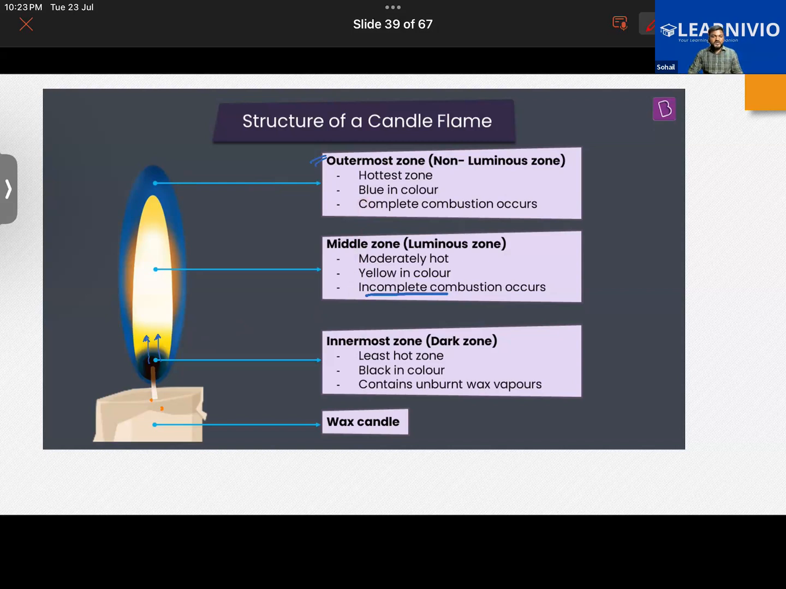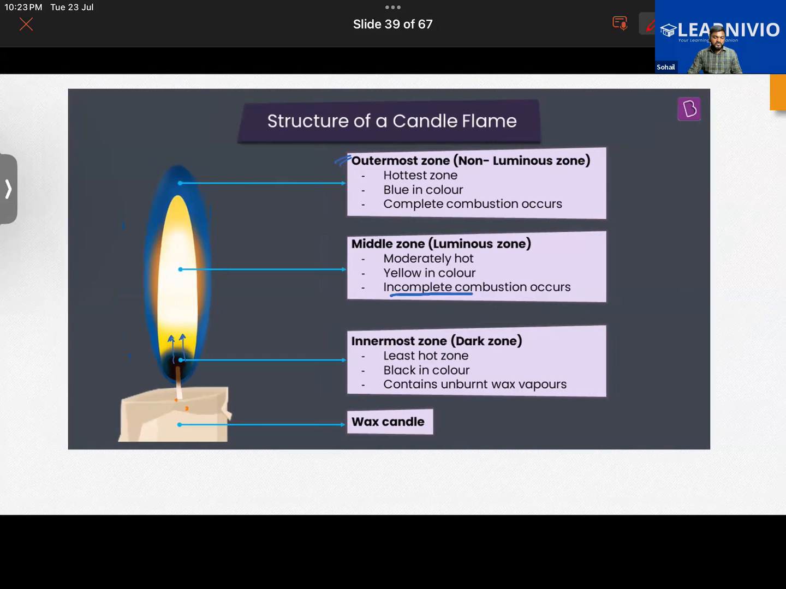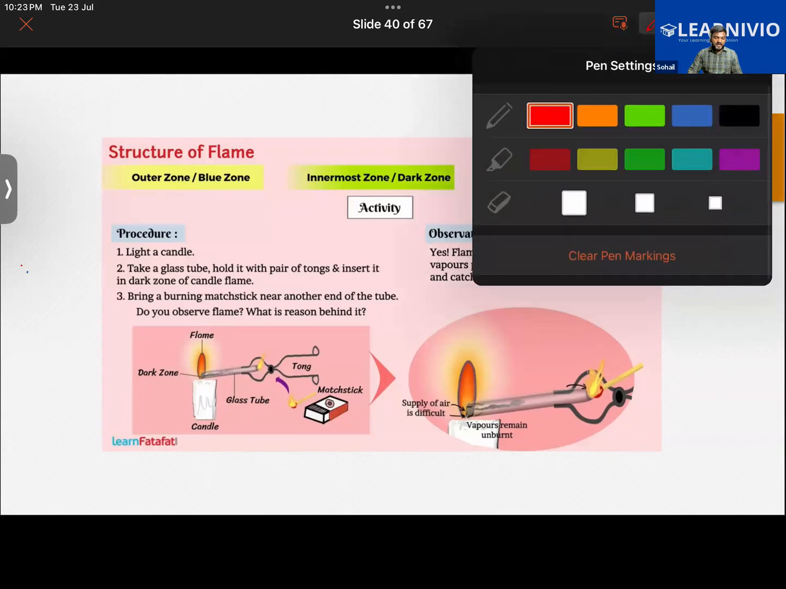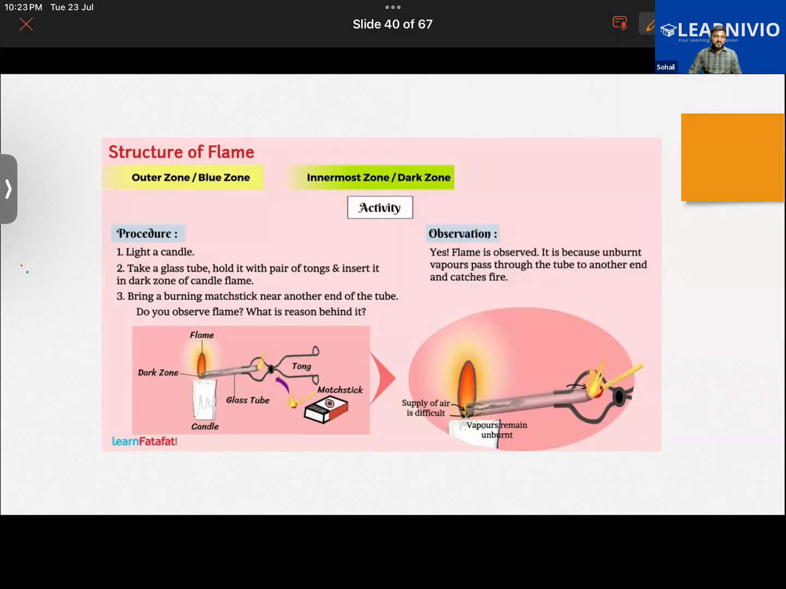So that was the structure of a candle flame and the different zones we have learned here. Hope that is clear to everyone. Now we are going to do some activities, and through them we'll learn about these zones in detail. So far, any confusions? No, sir. Okay.